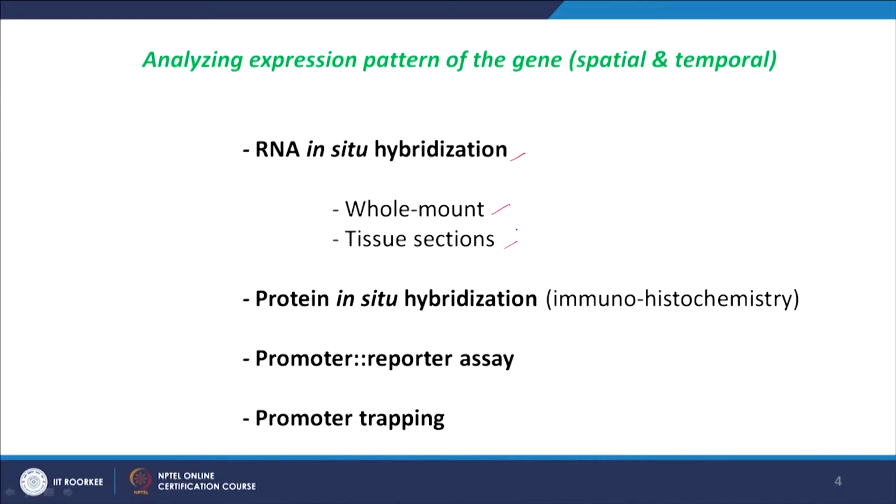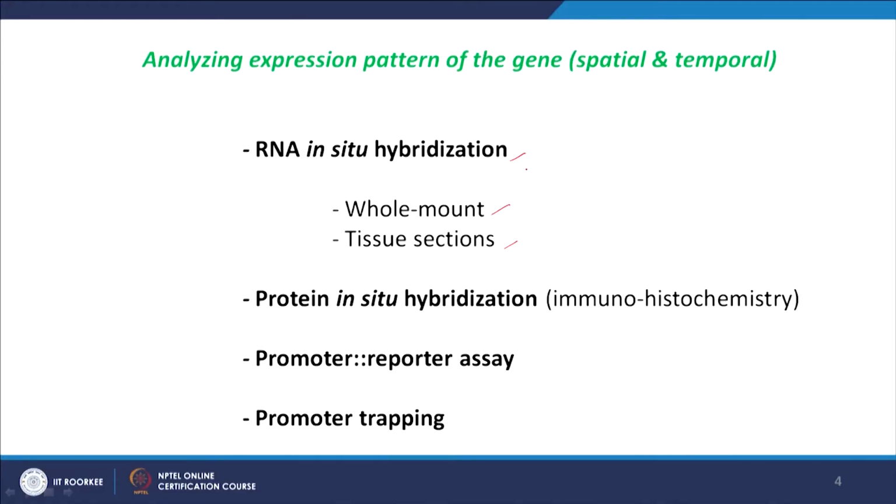In tissue sections, you first fix the tissue and then make cross sections, 8 micron or 10 micron thick, and then you probe that cross section with a gene specific probe. You can use this method to identify messenger RNA, which means that you can identify the transcriptional activity of a gene in a tissue specific manner.